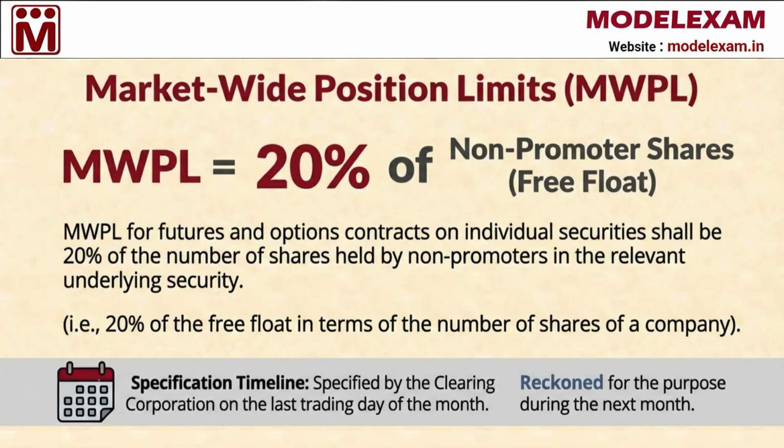This brings us to the third and broadest level, which is the market-wide position limit. This limit looks at the overall maximum open interest allowed for a specific stock across the entire market. The formula is quite straightforward. The market-wide position limit is set at exactly 20% of the shares held by non-promoters. This simply means 20% of the freely floating shares of that specific company. Just like the trading member limits, this broad market limit is officially calculated by the clearing corporation on the final trading day of the month, and it remains the benchmark for the entire following month.